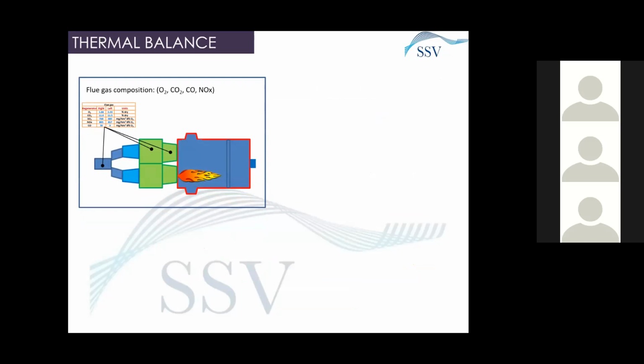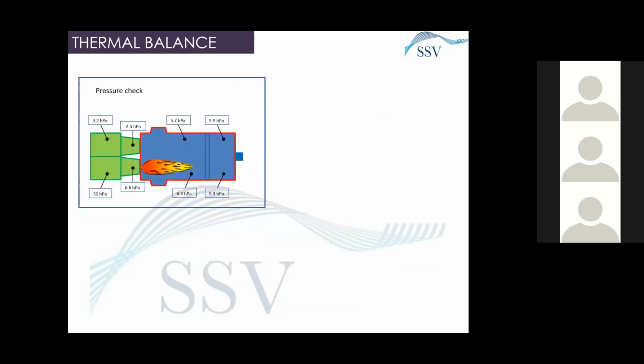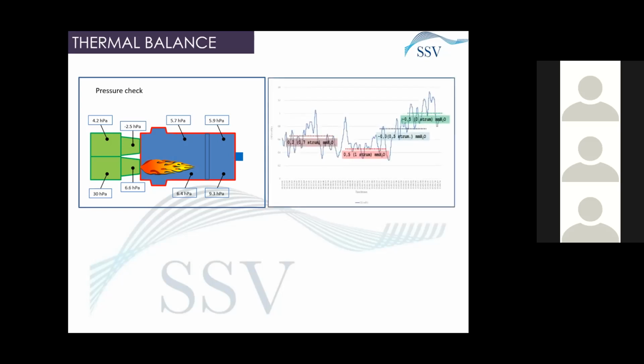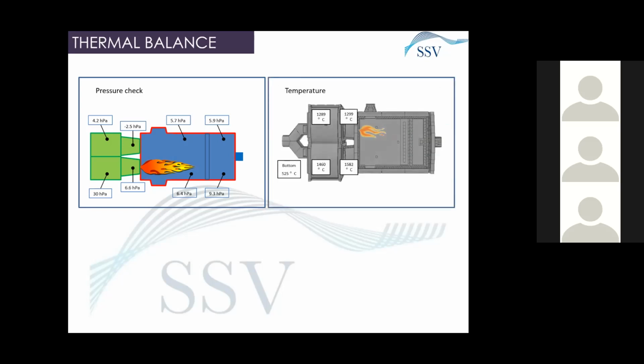So we measure the flue gas composition, we measure the pressure of the furnace. This is an important aspect because it could give us an idea about the symmetry, for example, for a regenerative furnace with regenerators, between the right flame and the left flame. Also here there are the temperature measurements for the flame, for the waste gas, and for the combustion air.